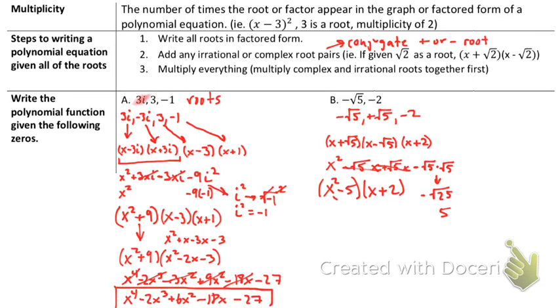So x squared times x is x to the third. x squared times 2 is positive 2x squared. Then negative 5 times x is negative 5x. Negative 5 times 2 is negative 10. And we want to combine like terms if possible. There are no like terms to combine, so this would be my final answer.